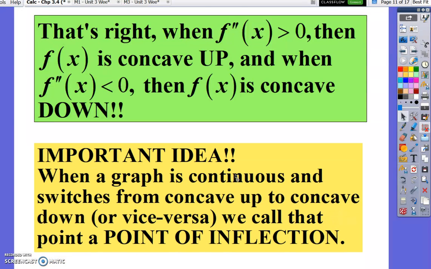Here's an important idea. When a graph is continuous and switches from concave up to concave down or vice versa, we call that a point of inflection. So there's another definition of point of inflection. And again, pause the video so you can write this down because I'm going to keep going.